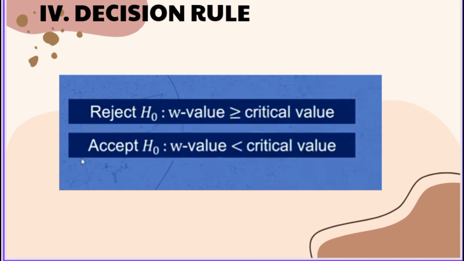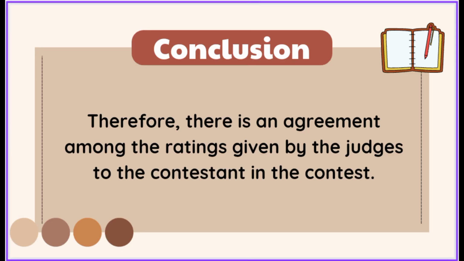We have 0.71. To decide, our decision rule is to reject H0 if our computed W value is greater than or equal to the critical value, and accept H0 if our W value is less than the critical value. Since our critical value is 0.62 and our computed Kendall's W is 0.79, we accept HA. Therefore, our conclusion is that there is an agreement among the ratings given by the judges to the contestants in the contest.